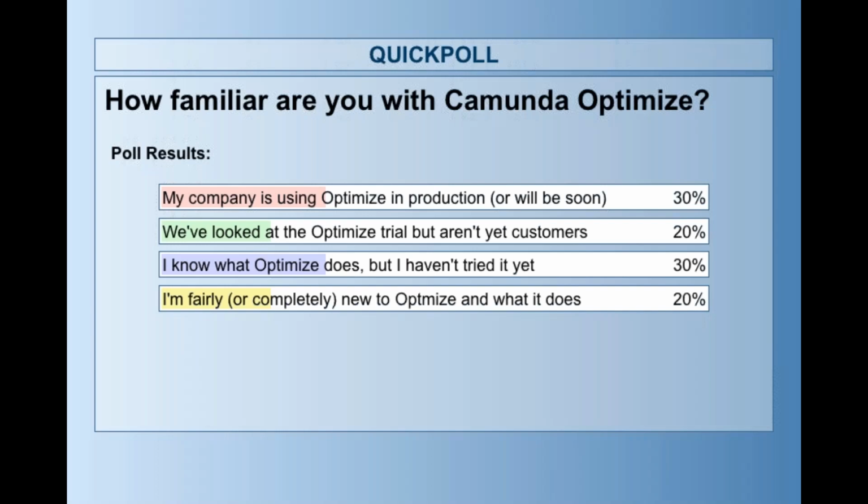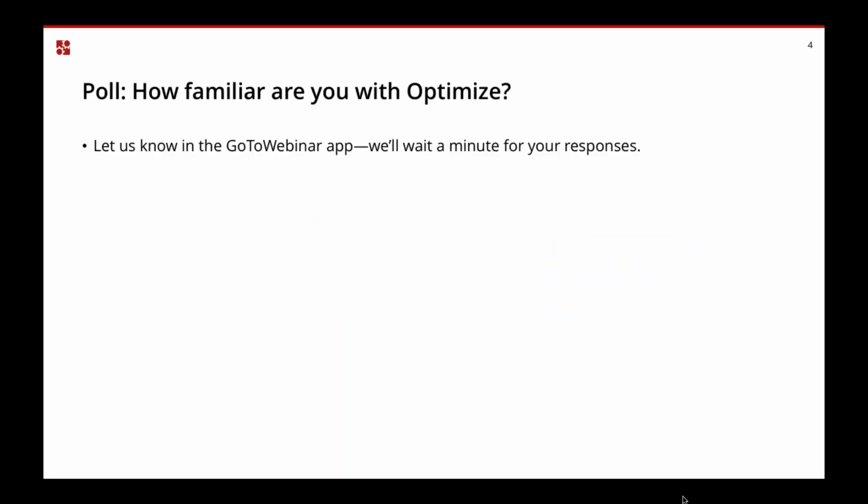All right, let's take a look at what we saw. We've got a pretty even split here, so this is good. We've got some people on the call who are using Optimize in production, others who are completely new to it. So I think we're going to give you something today that'll help you whether you're new to Optimize, and we'll cover some of the high-level concepts, but we'll also get into detail about what's new in this release. With that, I'm going to hand it over to my colleague Felix to talk us through the demo.